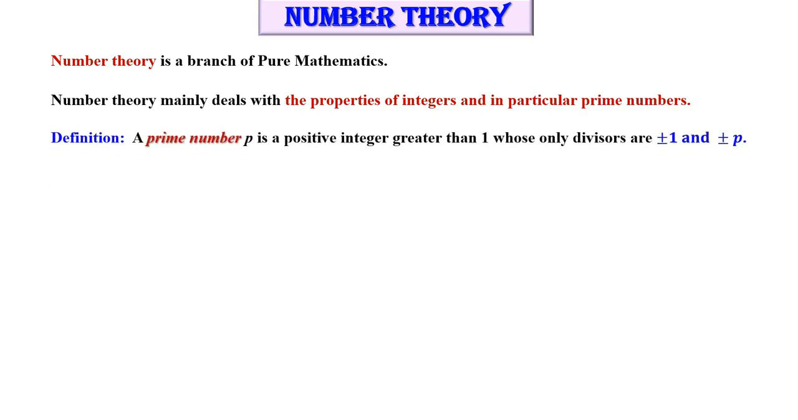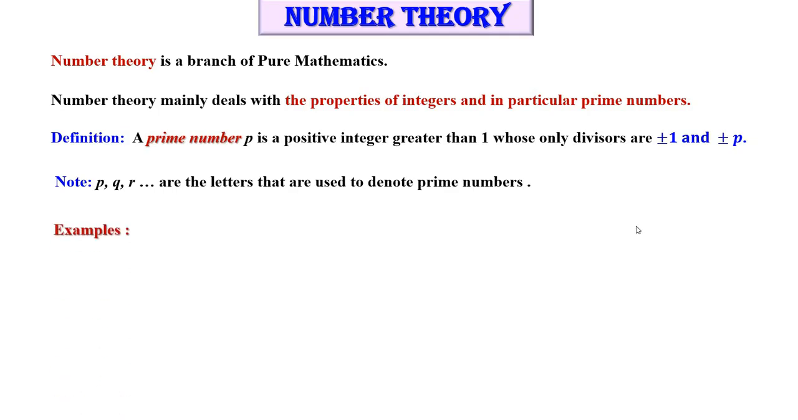So now what do you mean by a prime number? A prime number p is a positive integer greater than 1 whose only divisors are plus or minus 1 and plus or minus p. And p, q, r are the letters that are normally used to denote prime numbers. Now, 2 is the only even prime number. We also have 3, 5, 7, 11 and so on.